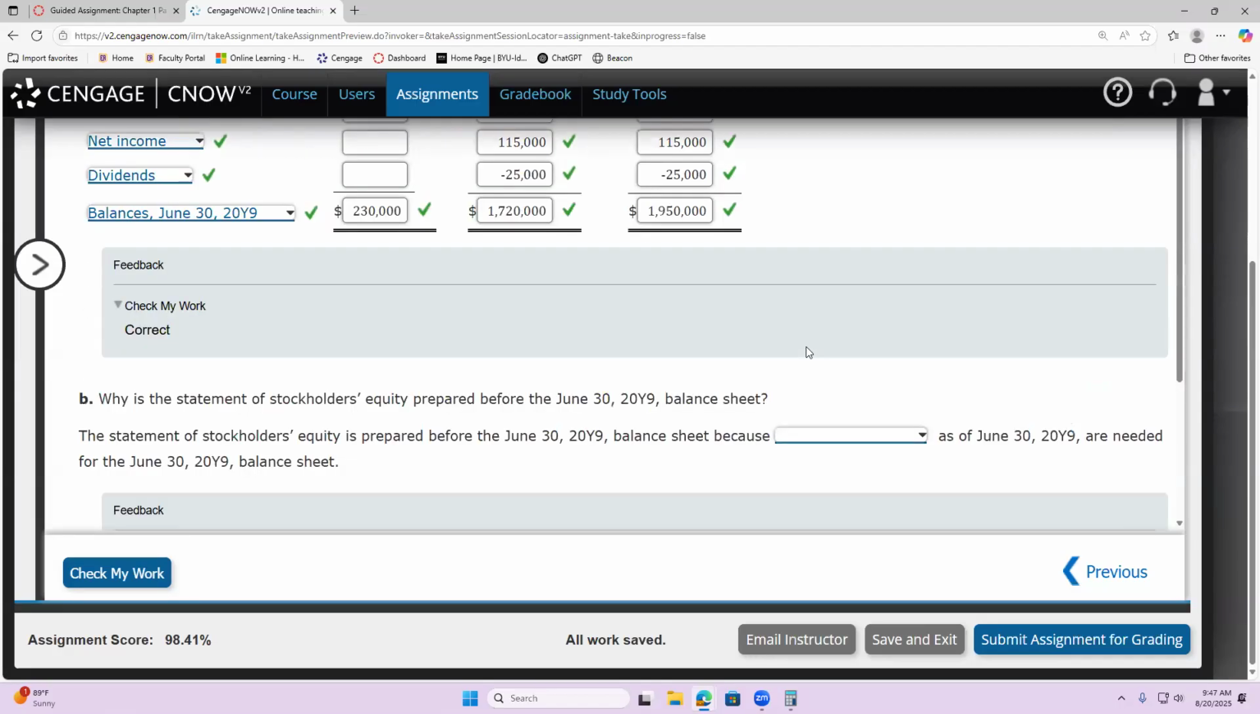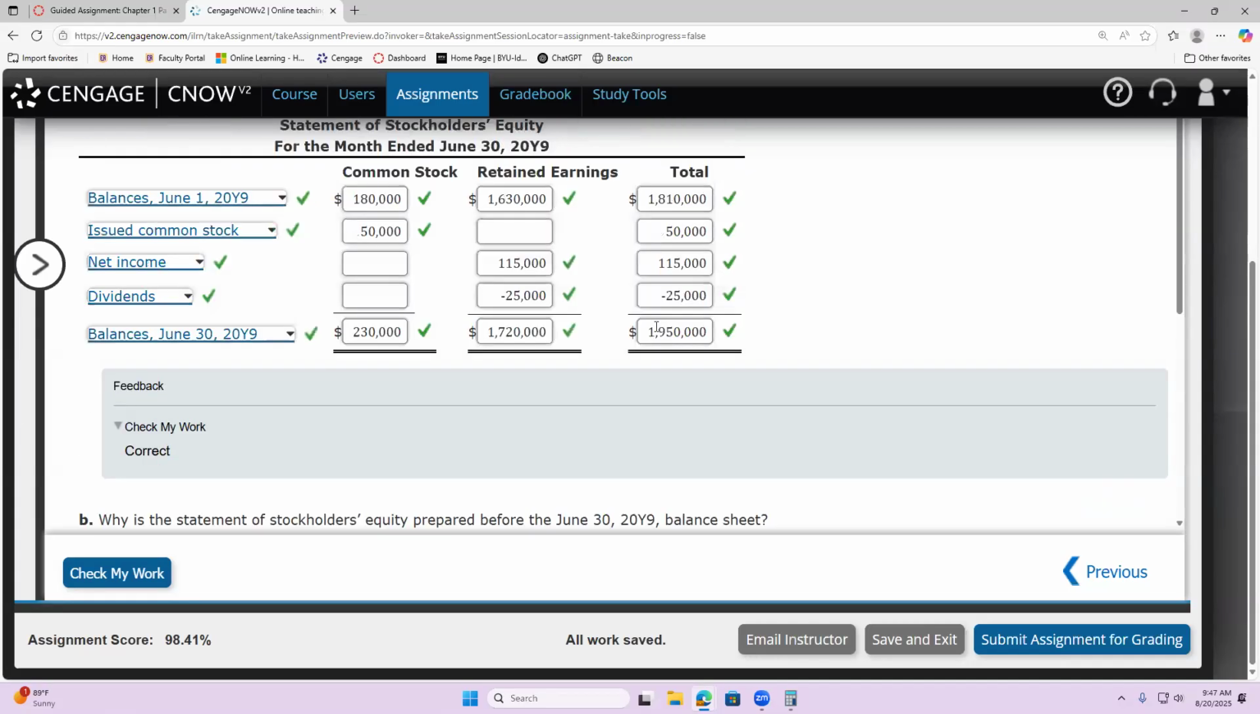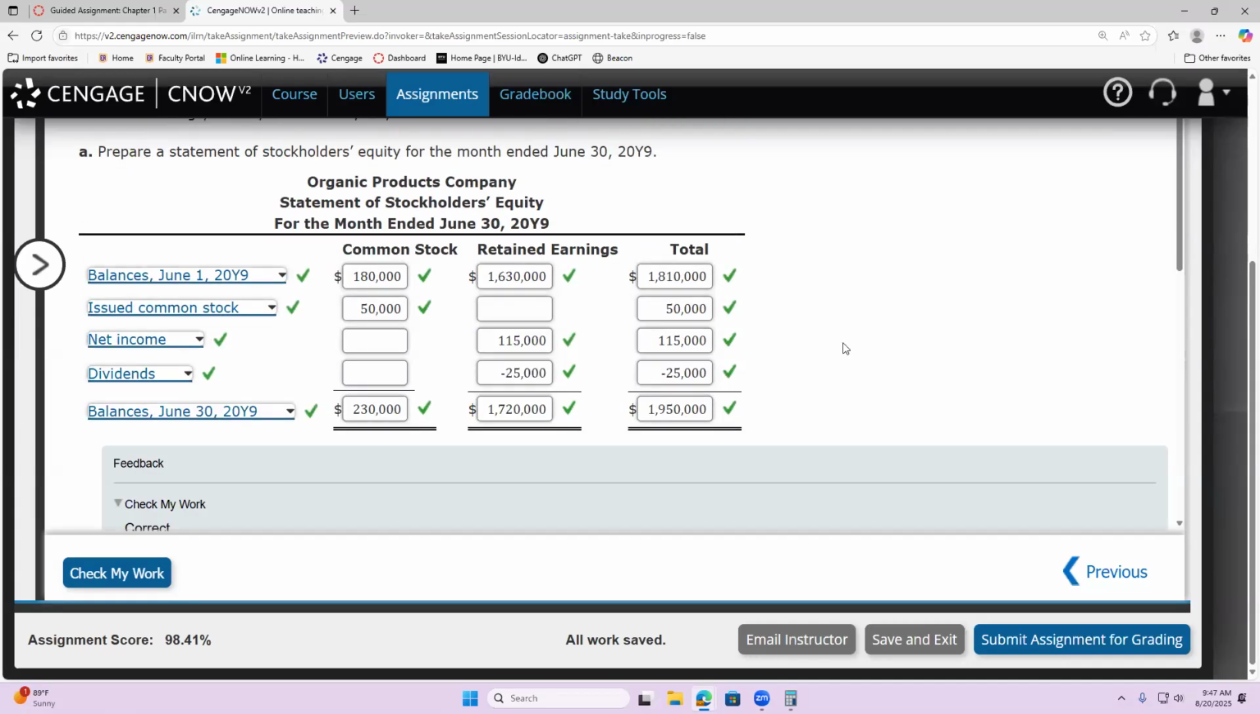Yeah, okay. All right. Why is the statement of stockholders' equity prepared before the June 30th, 2019 balance sheet? And the answer is because we need to know the equity totals before we can prepare our balance sheet. Why? Because equity shows on the balance sheet, right? Since it changed during the month, we've got to have the new numbers for equity.